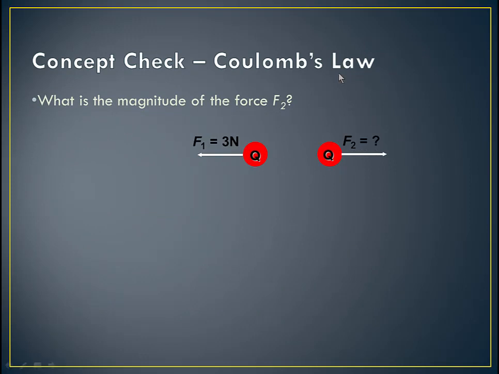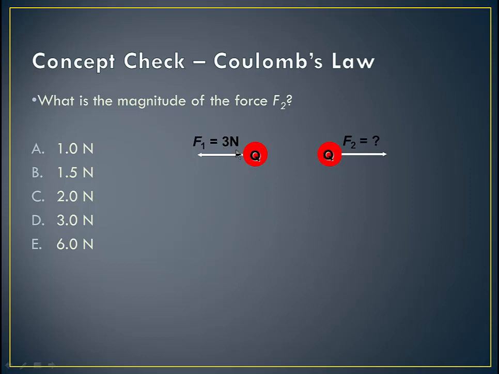Question is, what is the magnitude of the force F2? If we have two charges right here, and we know that F1 is 3 newtons to the left, is it A, 1 newton? Is it B, 1.5 newtons? Is it C, 2.0 newtons? Is it D, 3.0 newtons? Or is it E, 6.0 newtons? So in this case, we're not given any distances or any mathematical equations to calculate. This is just a conceptual question.